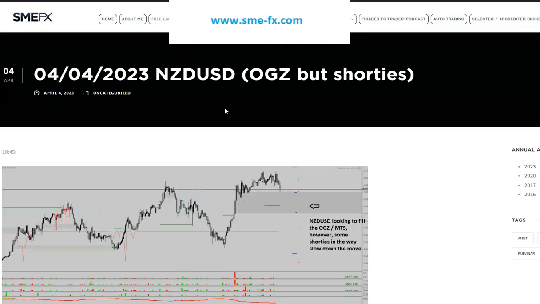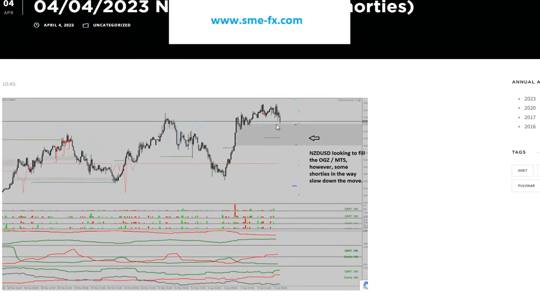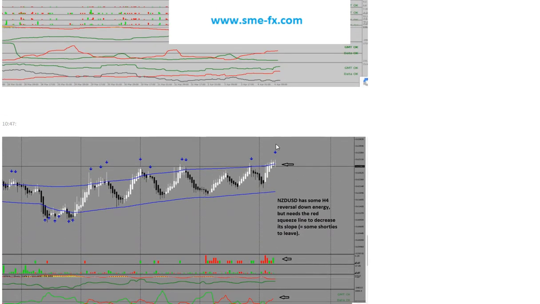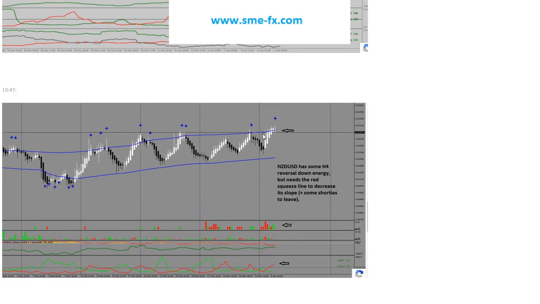On the 4th, we also have a medium-term stop in a range below the price, and some kind of 4-hour reversal energy. At 10:47, I said Kiwi has some 4-hour reversal down energy, but needs a red squeeze line to decrease its slope. Some shorties to leave.